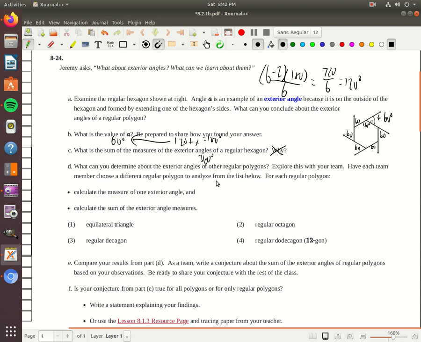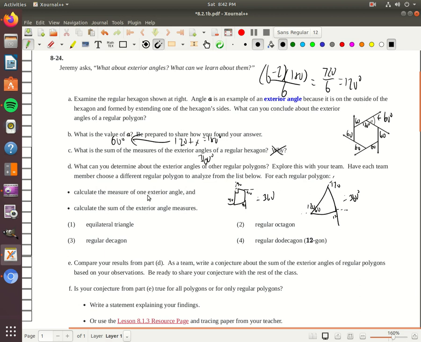What can you determine about the exterior angles of other polygons? Well, let's think of a square. If this is 90 degrees, this is 90, this is 90, this is 90, and this is 90. Hey, they add up to 360. What if we have a triangle? This is 60, so this is 120. This is 120. Oh wait, that should have gone like that, darn it. And this is 120. 120, 240, 360. I'm noticing a trend. It looks like they all add up to 360 degrees.